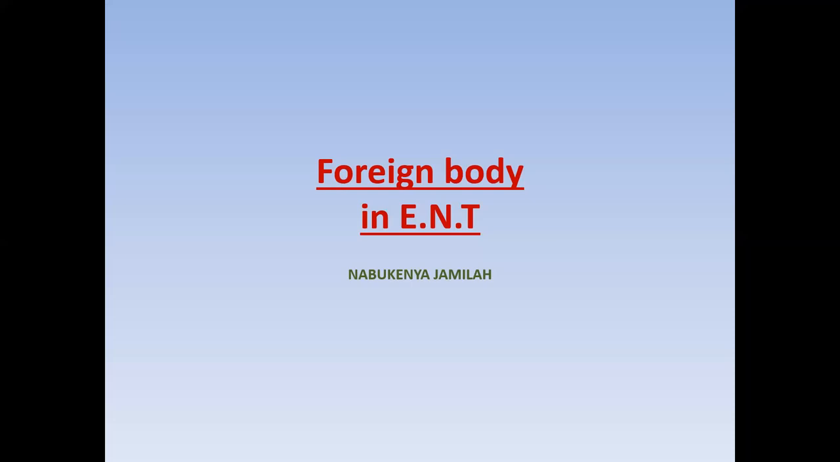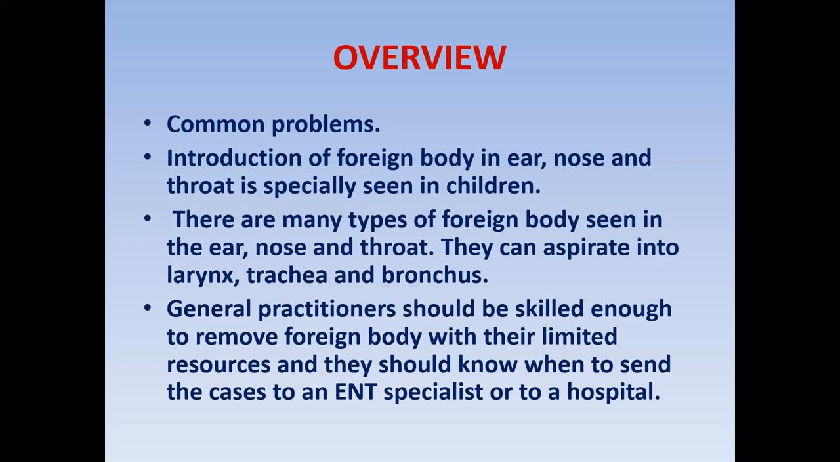So the overview for today is, we know that foreign bodies are common problems in the ENT. And we're going to talk about foreign bodies in the ear, nose, and throat, which are especially seen in children. There are many types of foreign bodies seen, and some of them can end up being aspirated into the airway, that is the larynx, trachea, and the bronchus. General practitioners should be skilled enough to remove the foreign bodies with their limited resources. So let's go slowly and see what you can do to help these children or adults.